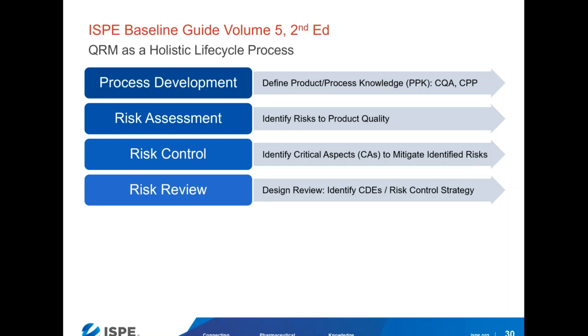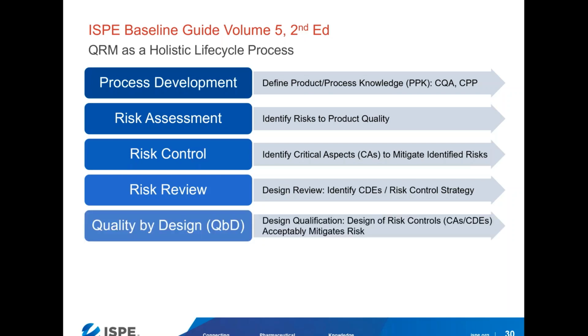We then perform risk review, which in this stage of the C&Q process is done through design review. The design is reviewed against the user requirements and the risk assessment, and we identify the critical design elements, which are the design features that implement the critical aspects, satisfy the critical aspects. And therefore, by identifying the critical design elements and the critical aspects, we have defined our risk control strategy. We can then document that we've implemented quality by design principles, which is that the design of our risk controls, our critical aspects and the critical design elements, acceptably mitigates risk to product quality posed by the process.